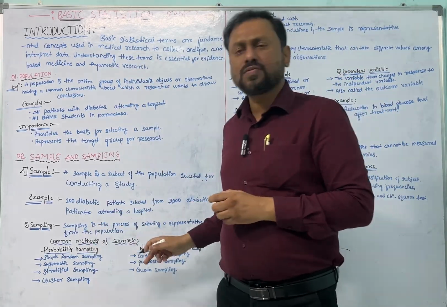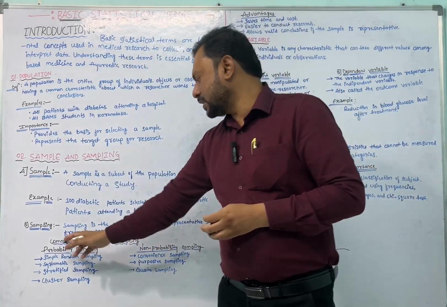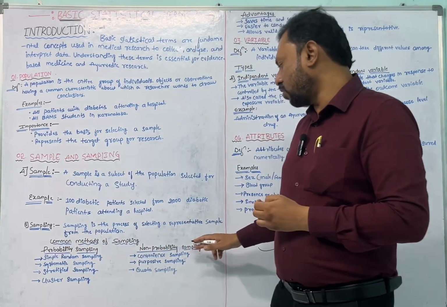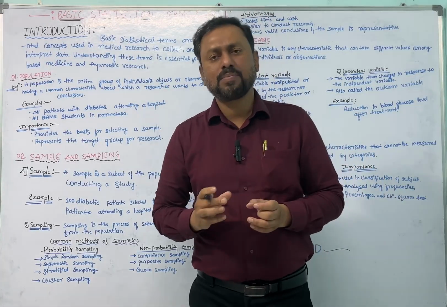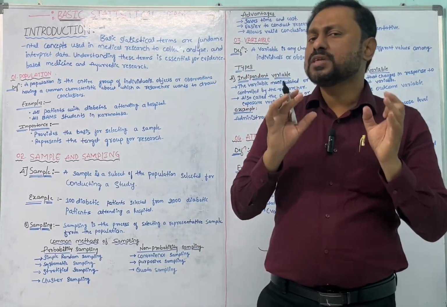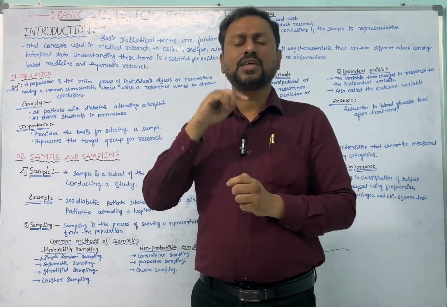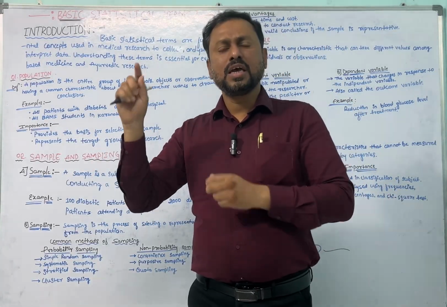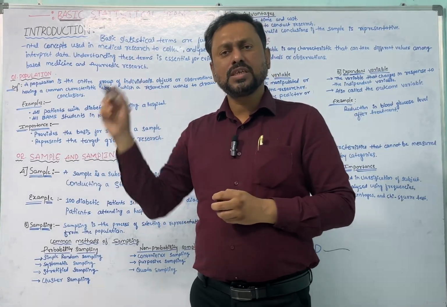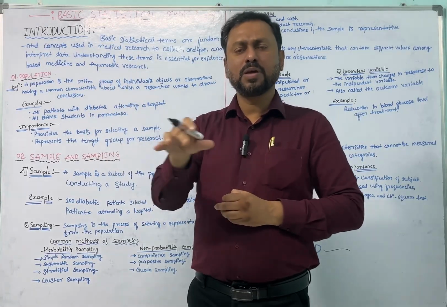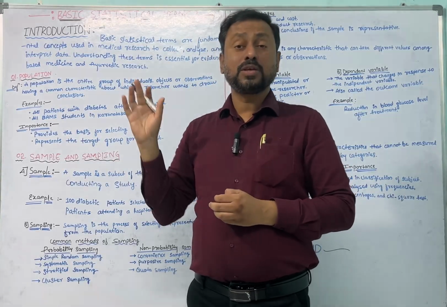The two common methods we are using for sampling are called probability sampling and non-probability sampling. The first one is probability sampling. Probability means there are chances. Suppose 2000 patients are there. In that, each and every patient has a chance to participate in the research. That means all the 2000 people can be selected; all people have a chance.